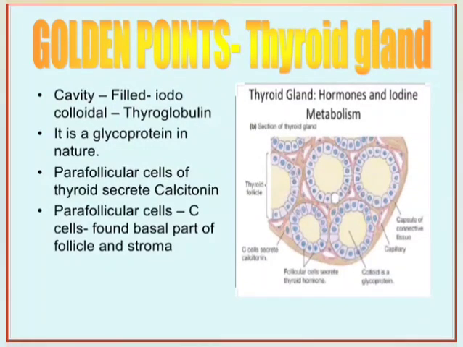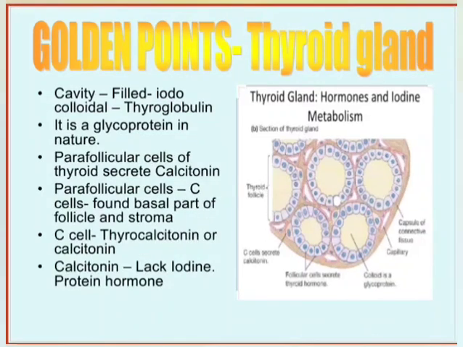And notice the parafollicular cells of the thyroid gland. The parafollicular cells, otherwise called the C cells, secrete the hormone called calcitonin, or otherwise thyrocalcitonin, TCT. The parafollicular cells or C cells are found at the basal part of the follicles and stroma. Already we have discussed in the NEET point segment that the follicular cells secrete the two hormones T4 and T3. We don't want to repeat it in the golden point. This calcitonin, which is secreted from the C cell, does not have iodine molecule. It's not an iodine hormone, it is a protein hormone.